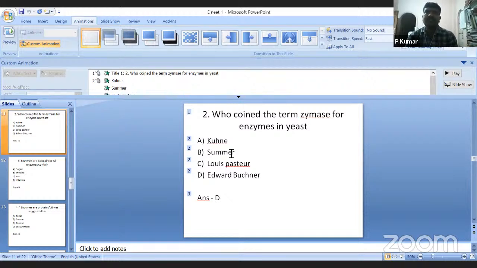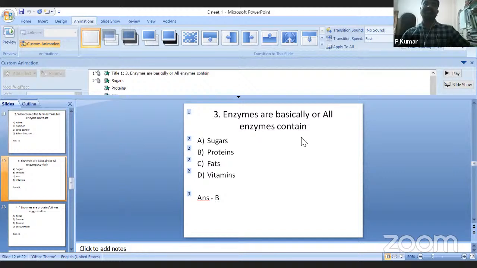And the next, who coined the term zymase for enzymes in yeast? Zymase. Edward Buchner. So which scientist? Edward Buchner. That is important, Edward Buchner. Next, who coined the term zymase for enzymes in yeast? Edward Buchner.